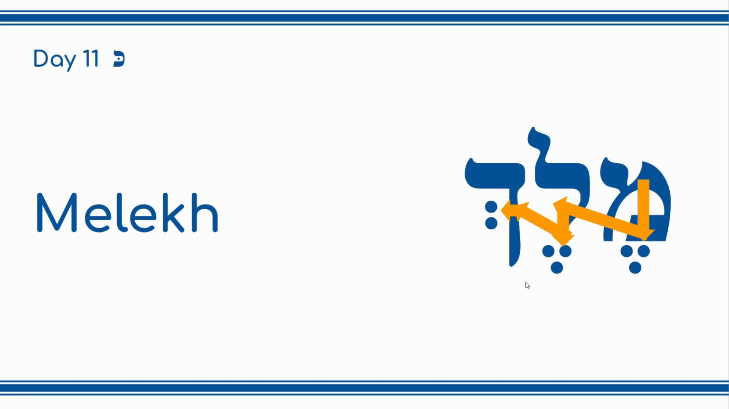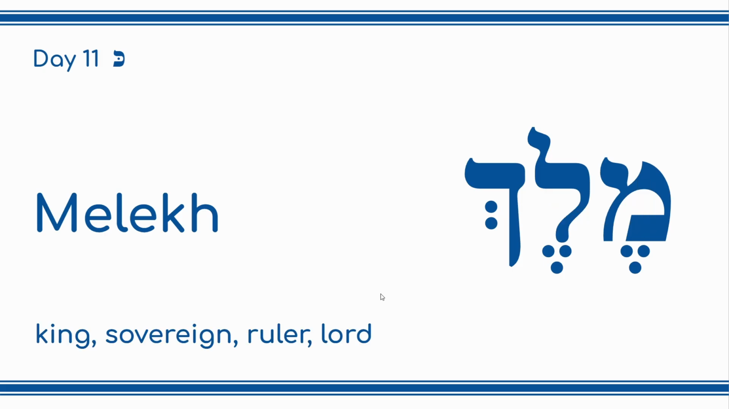And melech means a king, sovereign, ruler, or a lord. So it means someone who's ruling a land. It's like a ruler or a king. So you get that idea. And that's how you can see how kaf, chaf, and chaf sofit are used in words.